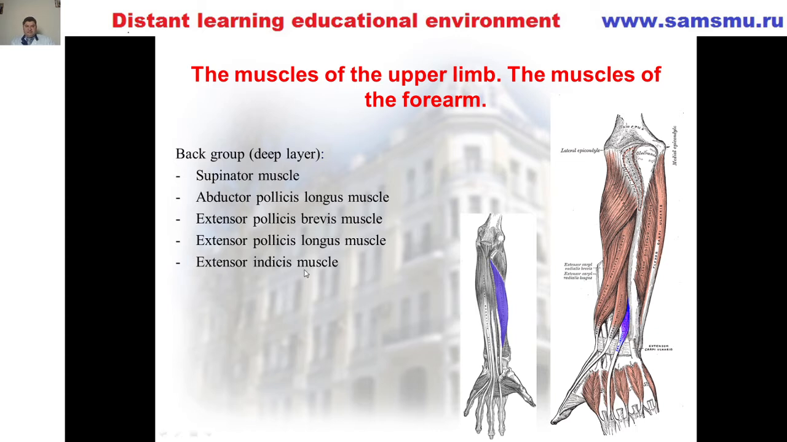So, next we'll talk about the extensor indicis muscle. Extensor indicis muscle, musculus extensor indicis, arises from the distal third of the posterior surface of the ulna. Its tendon passes with the tendons of the common extensor of the fingers through the fourth canal under the retinaculum extensorum. There it joins the outer side of the tendon of the common extensor passing to the index finger, and it continues with the dorsal tendinous expansion of the finger. The action extends the index finger.